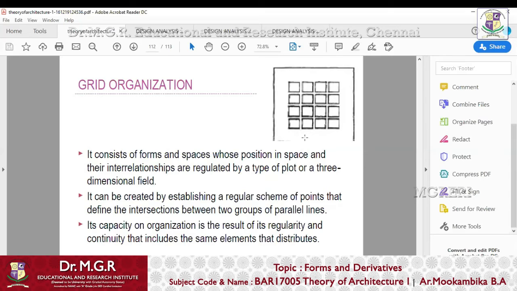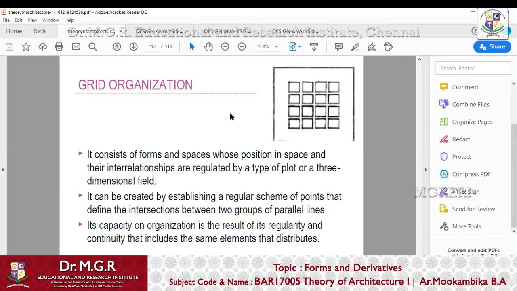He has derived around 8 patterns of organization, and the foremost is something equivalent to the gridiron. It is not called gridiron, but it is equivalent. A grid consists of forms and spaces whose position in space and interrelationships are regulated by a three-dimensional field. It can be created by establishing a regular scheme of points that define the intersections between two groups of parallel lines. Its capacity to organize is a result of its regularity and continuity.